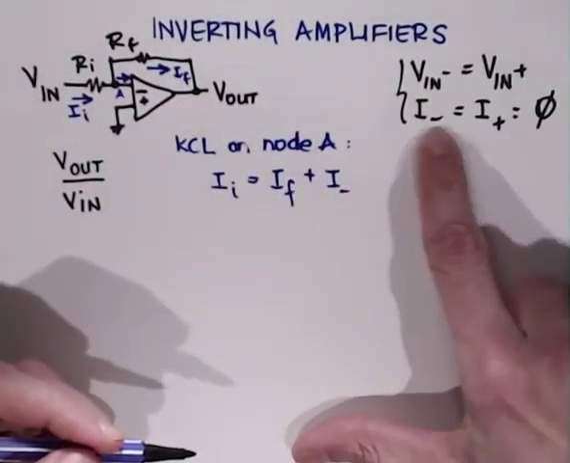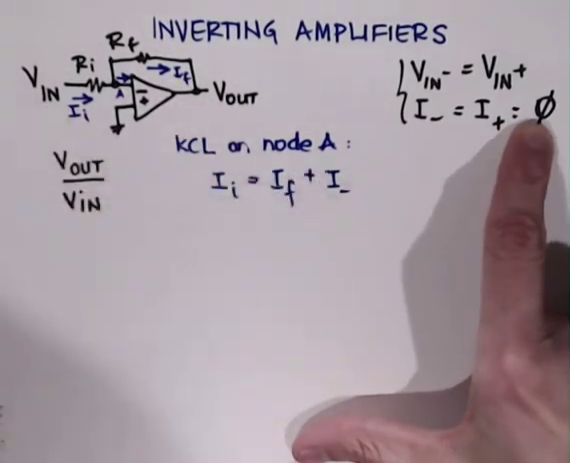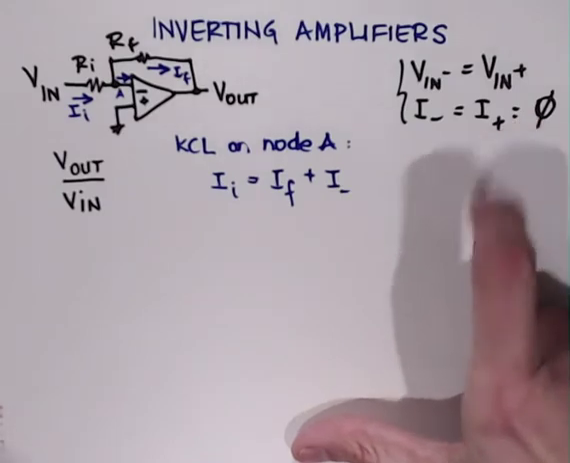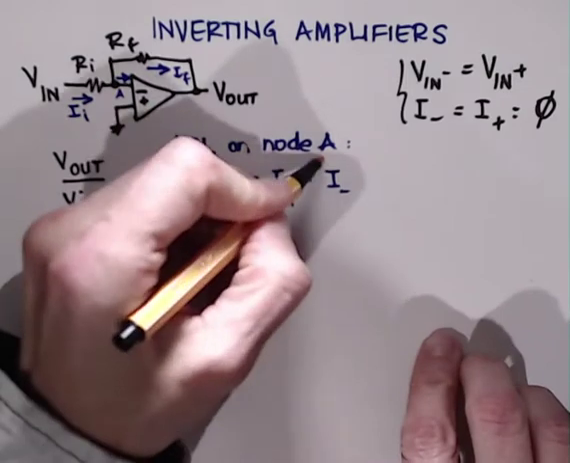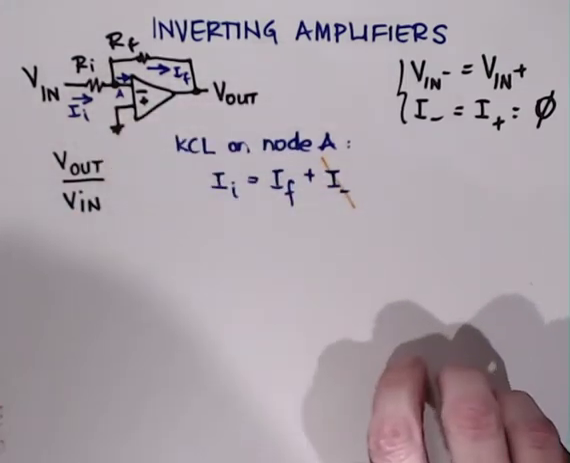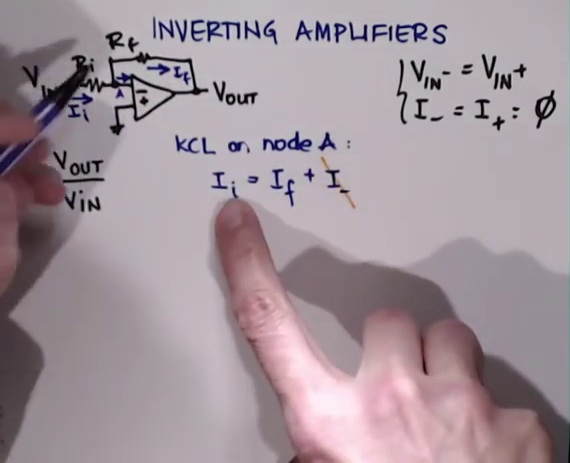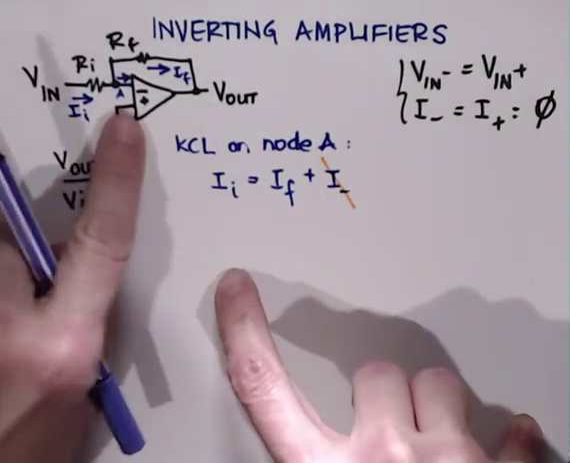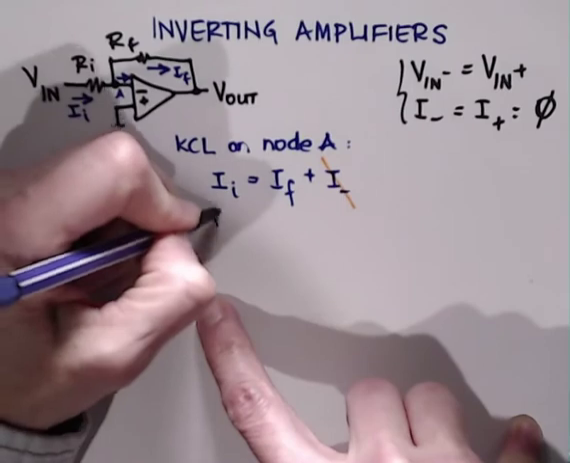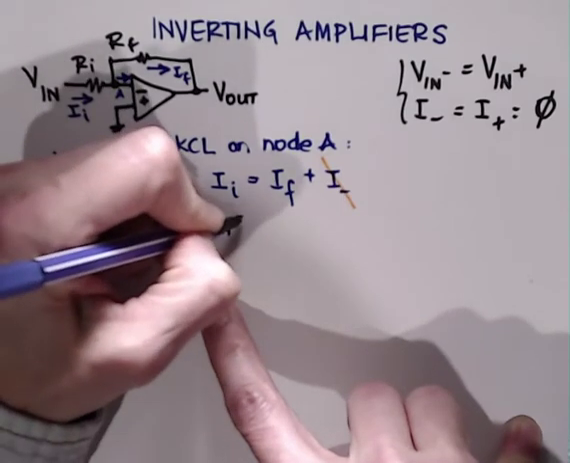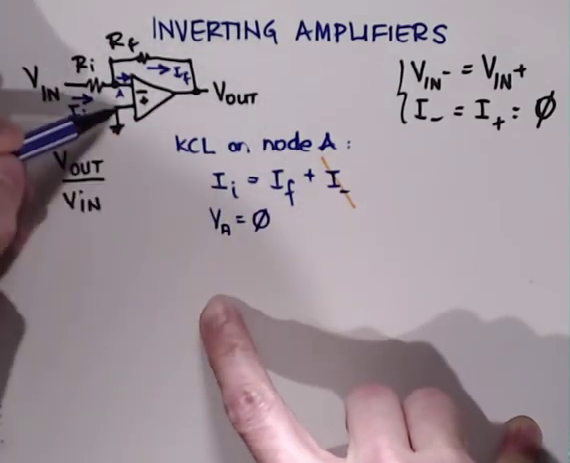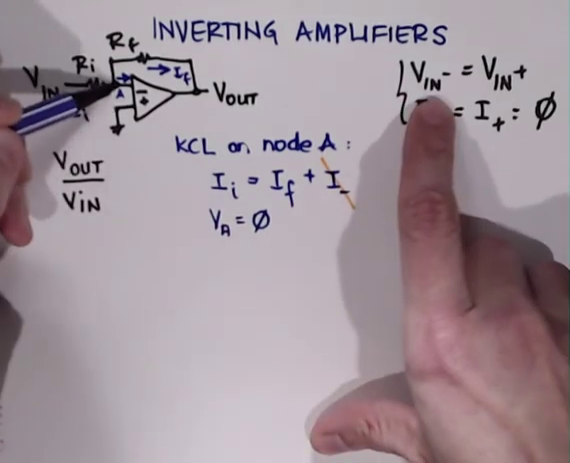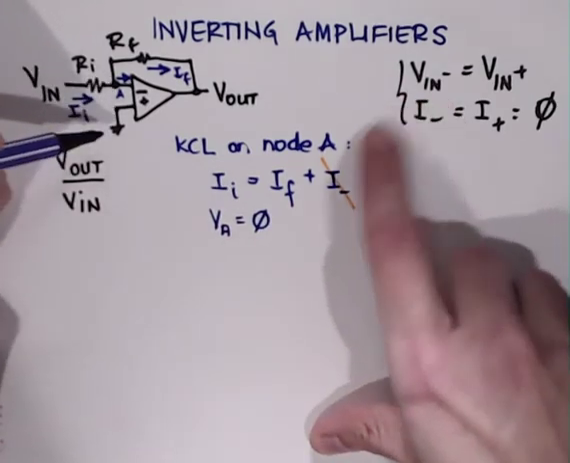But we just said that that is 0. So what happens is this gets cut out here. And therefore the current here equals the current through the feedback resistor. But now I know that the voltage on that node A equals 0, because the voltage on the plus side, which gets mirrored to the minus side, is 0 because of ground.